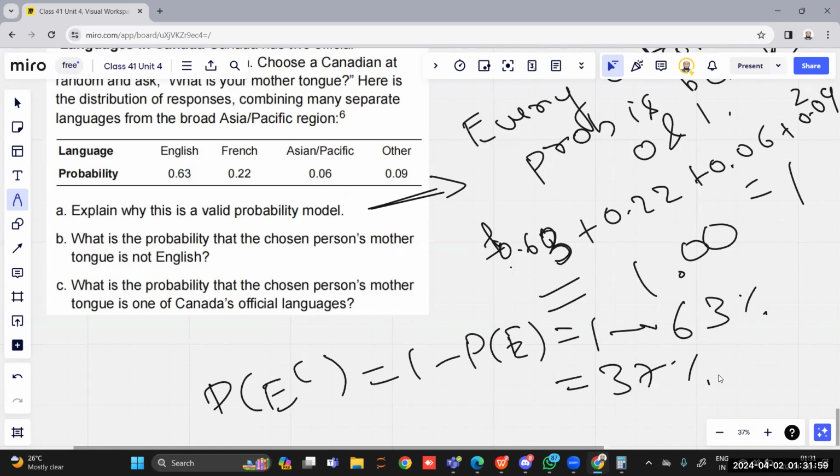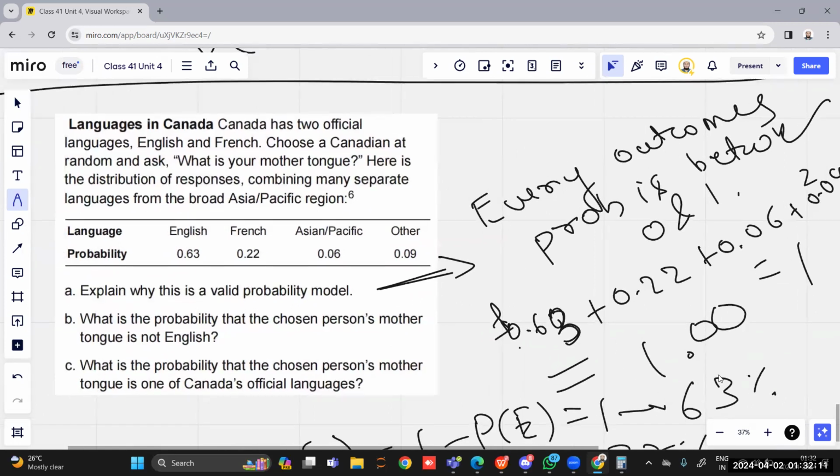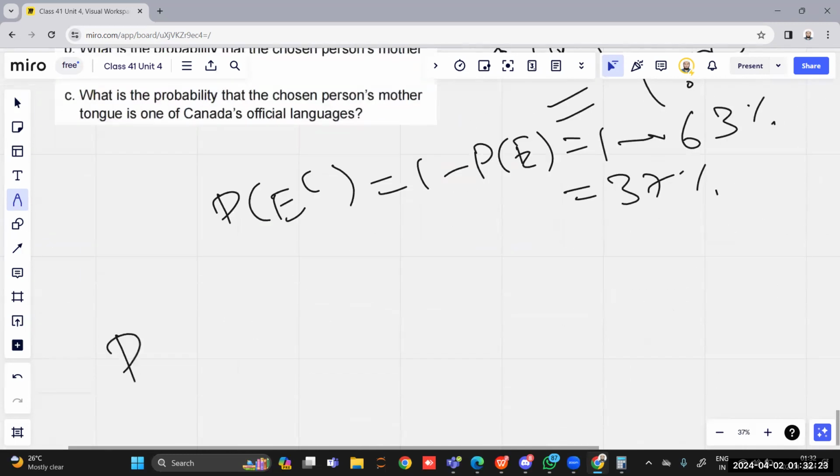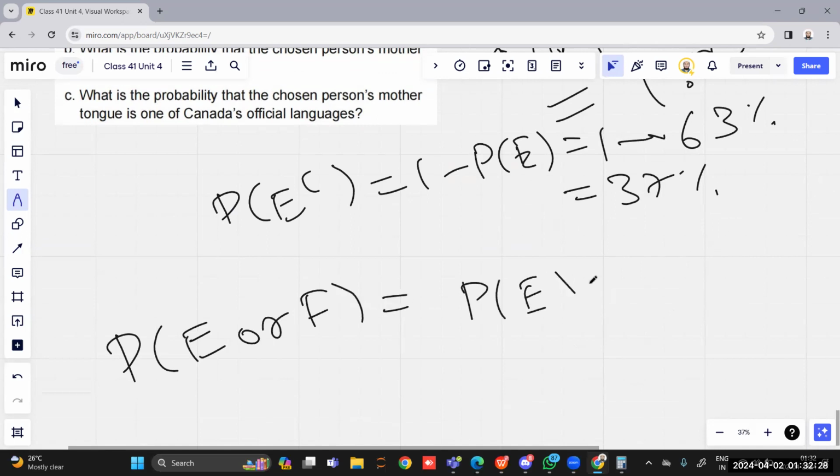Next, what is the probability that the chosen person's mother tongue is one of Canada's official languages? What is the question? Canada has two official languages, English and French. So you need to find the probability of English or French. So what we need to do, probability of E plus probability of F minus probability of E intersection F. Yes or no, Zaid?